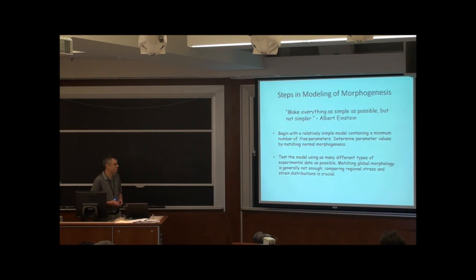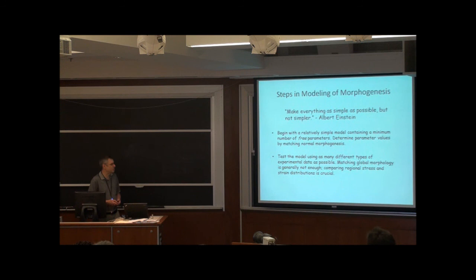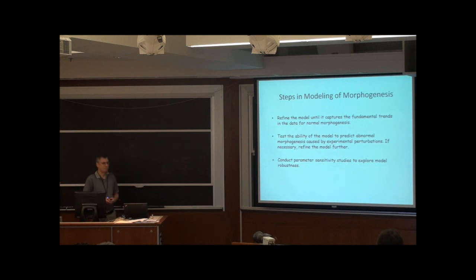and see what happens. Okay, and the next step is to test the model using as many different types of experimental data as possible. Matching global morphology, as we'll see, is not enough. Most people who model morphogenesis say they match the shape and that's good enough and they stop. And that proves that the model is fine. But that's really not enough. So we need to also compare regional stress and strain distributions and whatever else we can think of. Next, we'll find out usually that it doesn't match something, and so we refine the model until it captures the fundamental trends in the data for normal morphogenesis. That means that we don't worry too much about quantitative matching right now. We're talking about qualitative behavior.